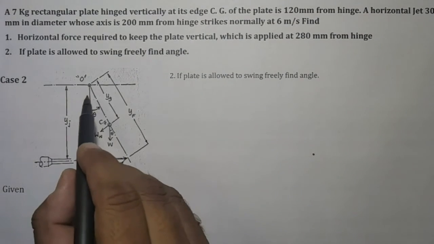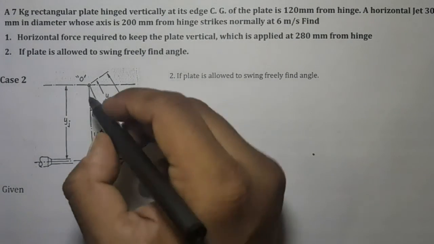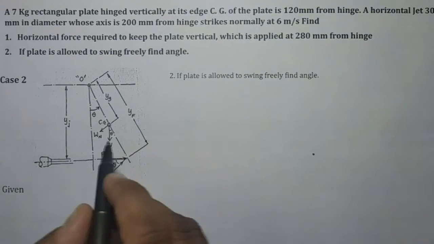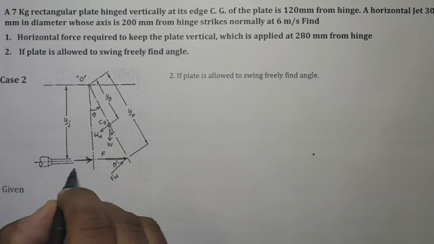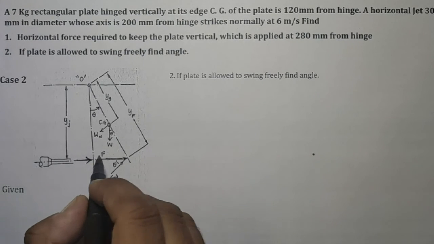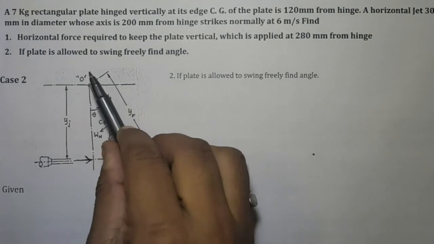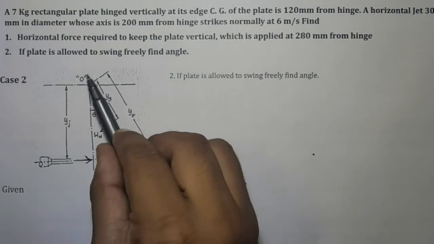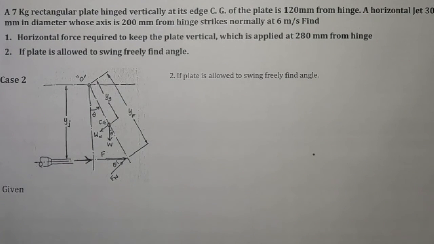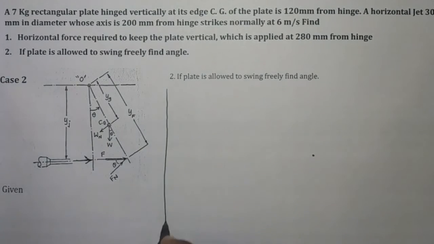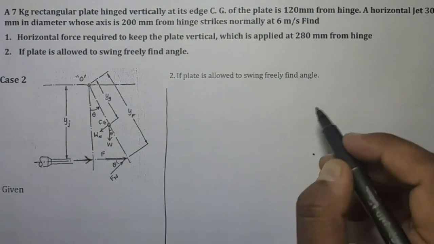So what will happen? Here, with the help of this line, we have shown the location of the plate. Now see, this is the force applied by that particular jet. Because of the application of force, this plate is displaced from its original vertical position to an inclined position. This is the angle of inclination, or the angle through which the plate is rotated. Now what we have to find out is that angle theta. So we will solve that particular case for the given data.